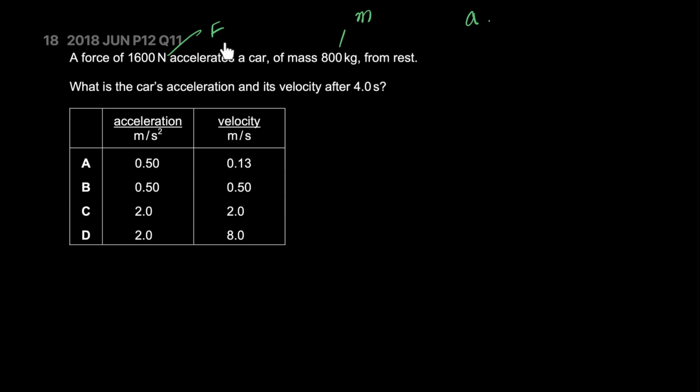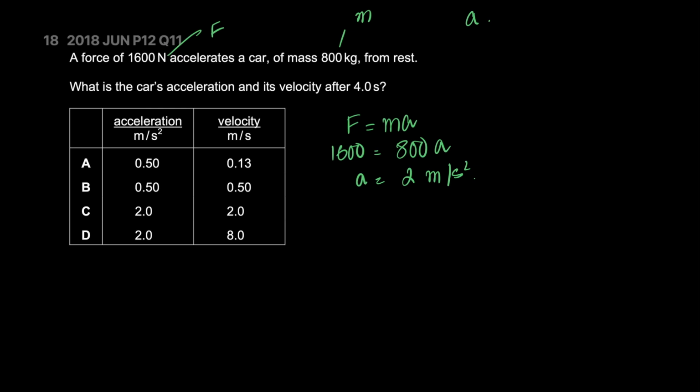What formula to use? F = ma. The force is 1600, the mass is 800. You can already do it in your head. The answer is 2 meters per second squared. Now that's the force acting on an object.